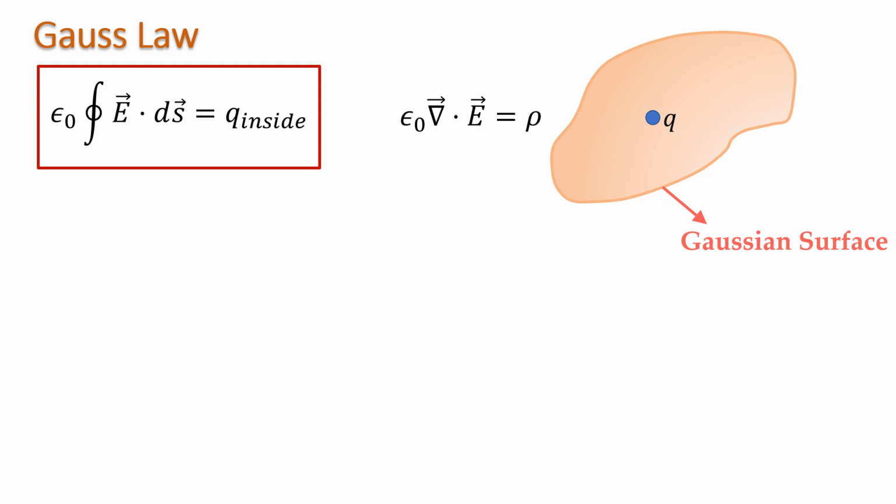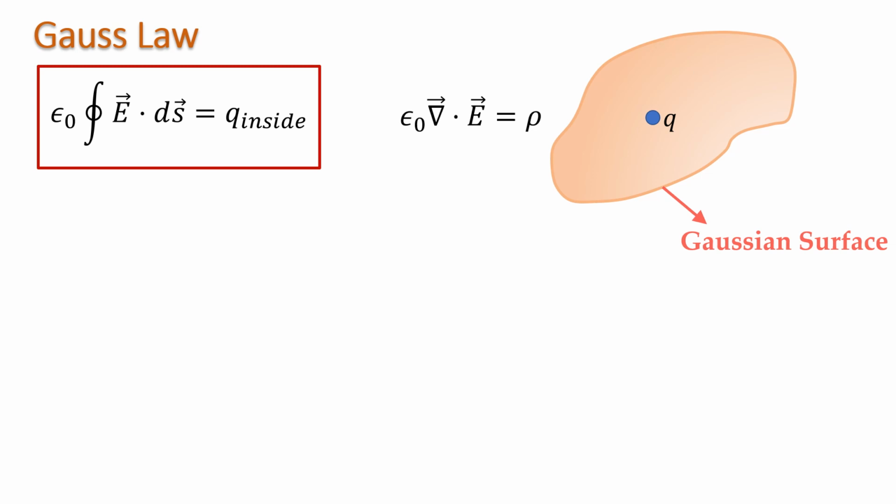The Gaussian surface, as shown on the right, is any hypothetical closed surface that contains the charge, which we call here Q inside. It could be one discrete charge, many discrete charges, or a charge distribution. In each case, we are only interested in the charge inside the Gaussian surface.